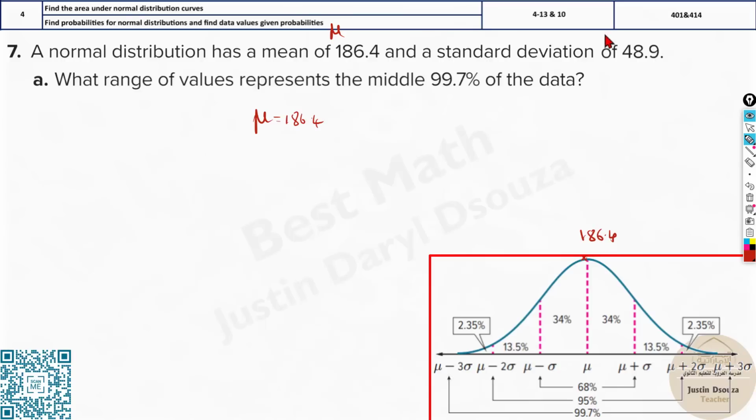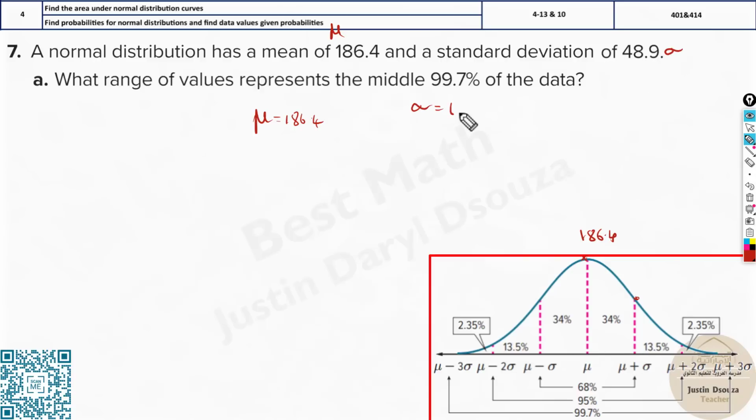186.4. And the standard deviation: see these dotted lines, at the middle it's always 50%, 50%. Now if you add one more line, because the majority of the values are here, 34% is added to it. So 50 plus 34, it's 84% of the data till here. Each additional line is given by the addition of sigma. That's over here.